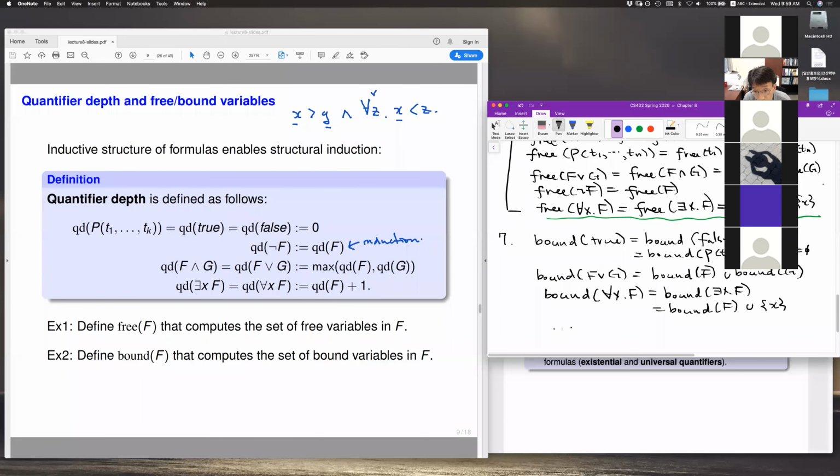And there are a few cases which I didn't write here. But in both cases, the notion of free and bound variables is quite important. And another point I'm making here is that free and bound variables can be defined by using induction on the structure of a formula and terms. Okay.